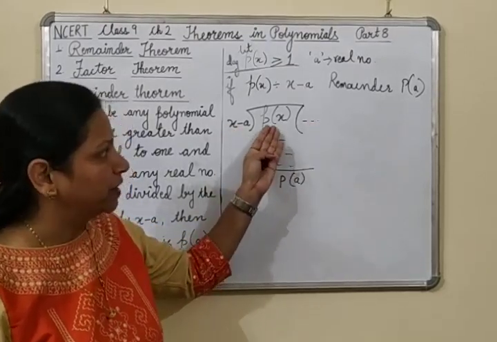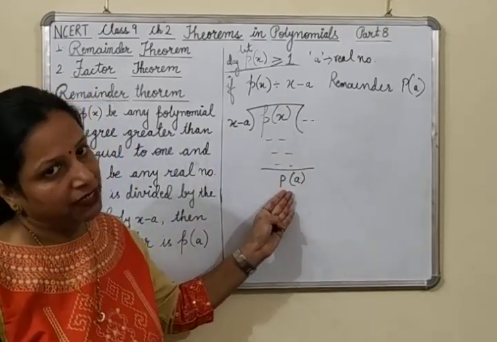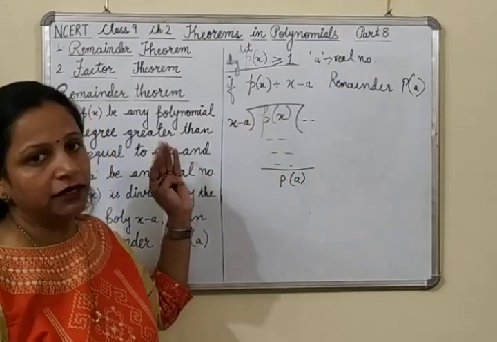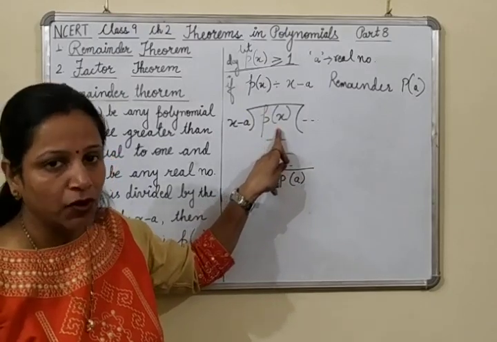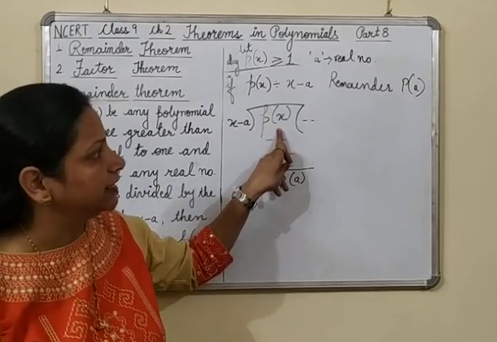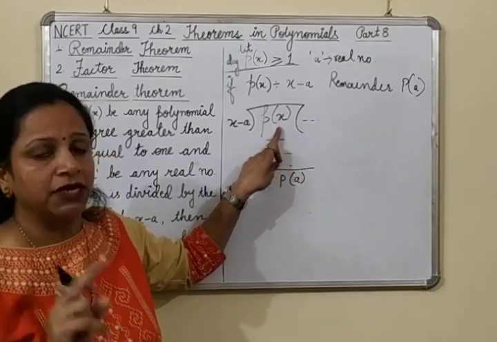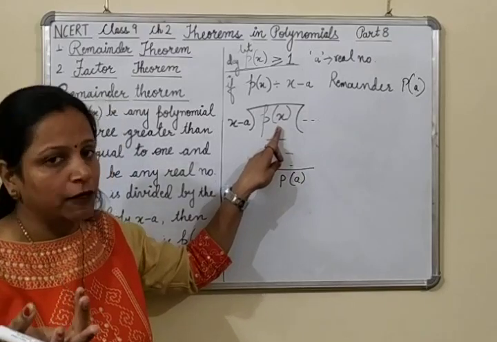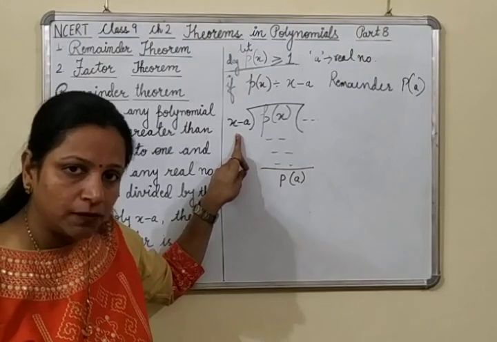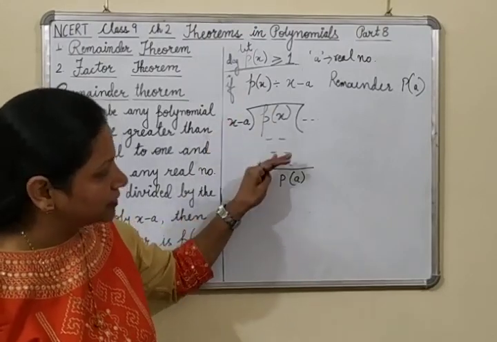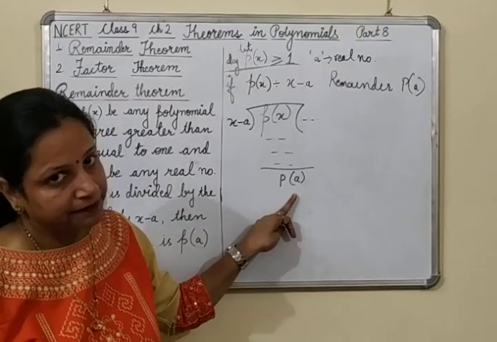So when we divide P of x by the linear polynomial x minus a, we will get the remainder P of a. This is what is your remainder theorem. From here you can also write the statement: let P of x be any polynomial of degree greater than or equal to 1. Greater than or equal to 1 means it has to be a linear polynomial or more than that. It cannot be a constant term. If this polynomial is divided by the linear polynomial x minus a, then after doing certain steps, you get the remainder, and that remainder is P of a.